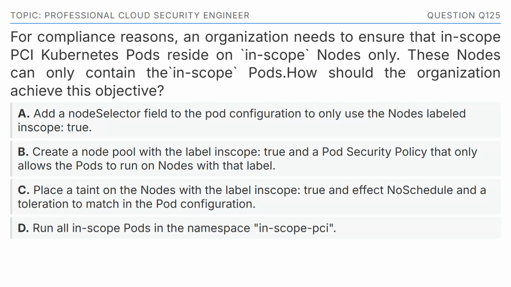For compliance reasons, an organization needs to ensure that in-scope PCI Kubernetes pods reside on in-scope nodes only. These nodes can only contain the in-scope pods. How should the organization achieve this objective?